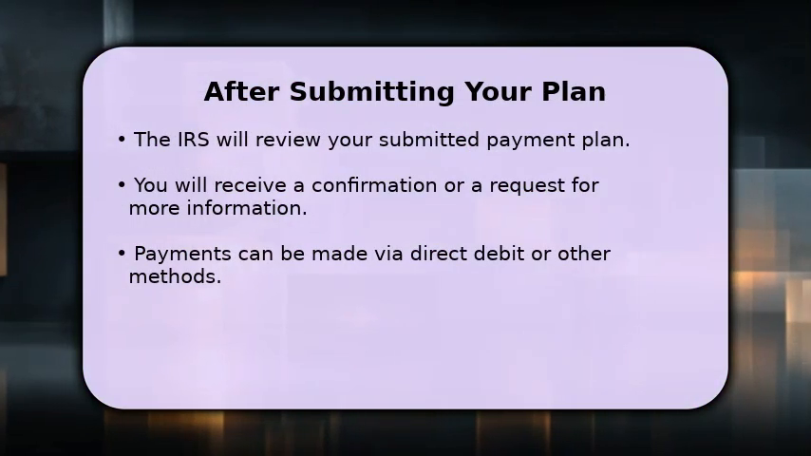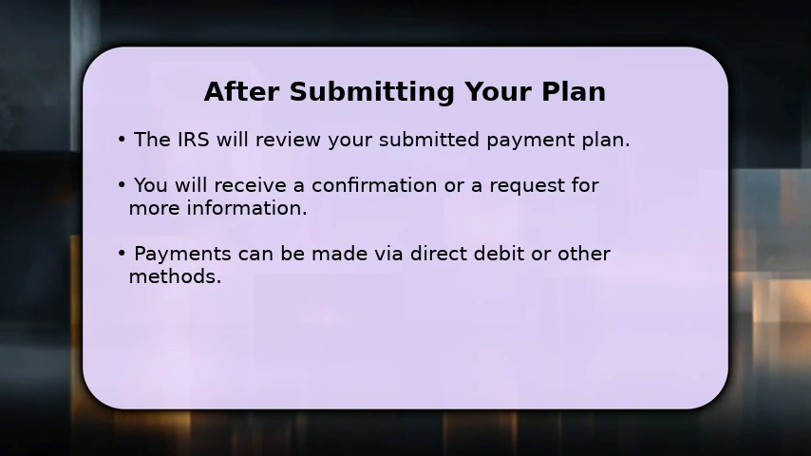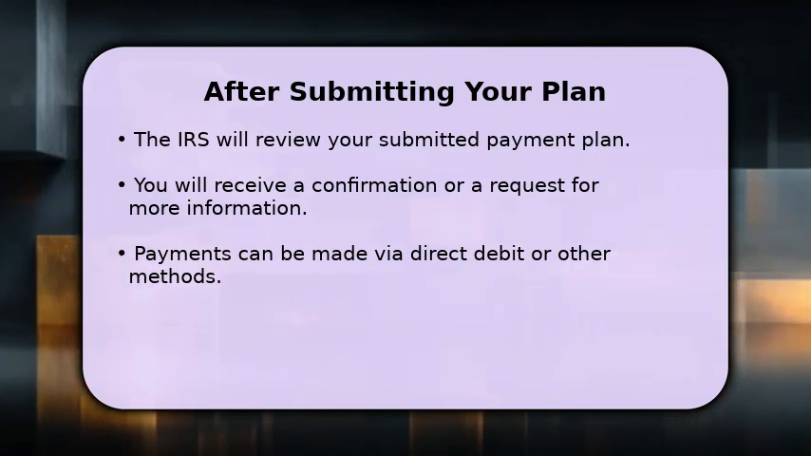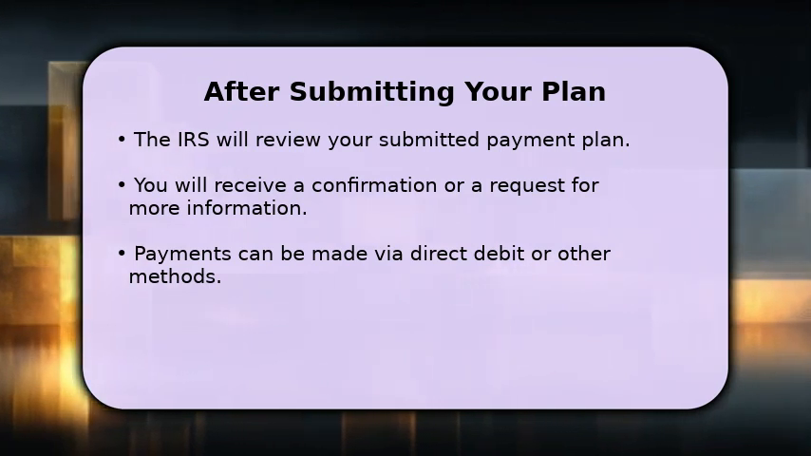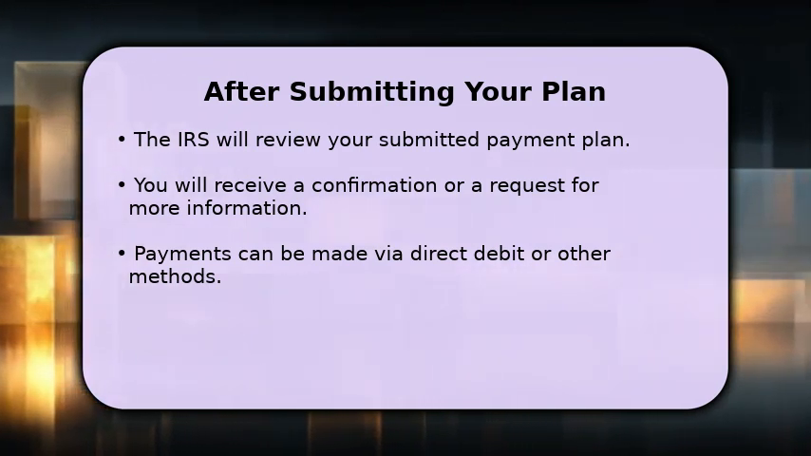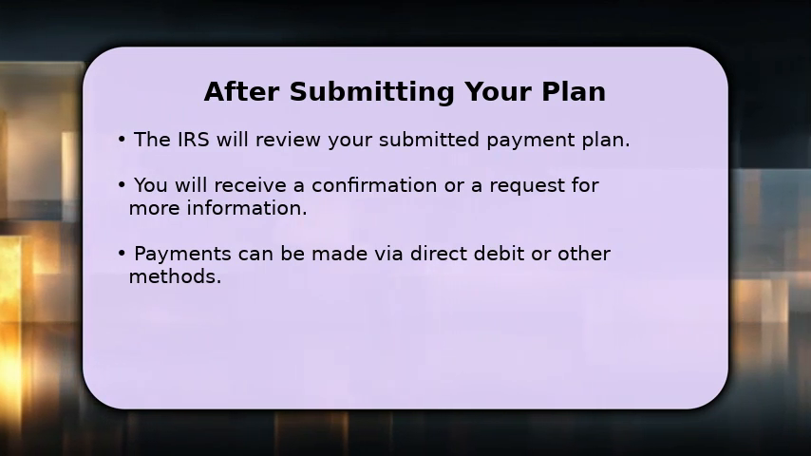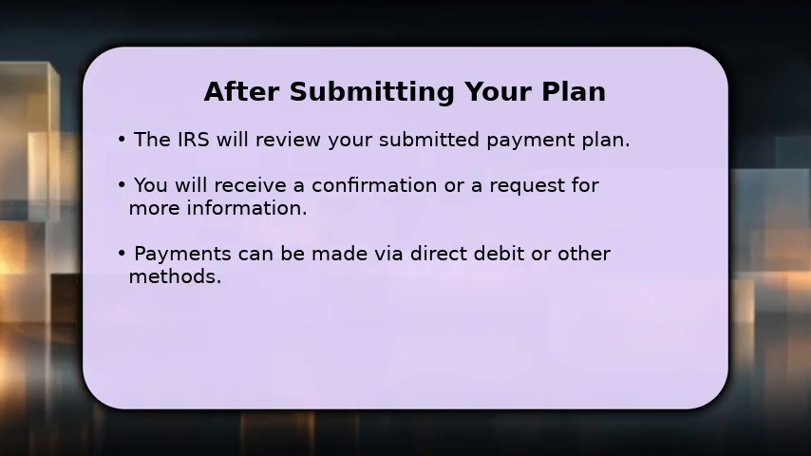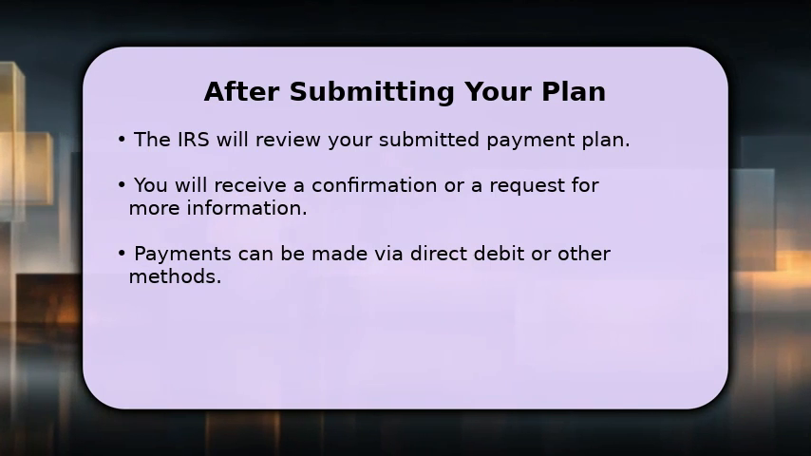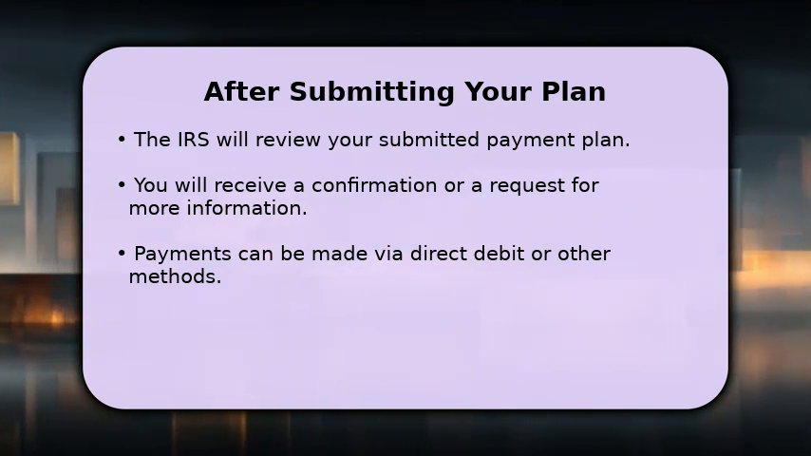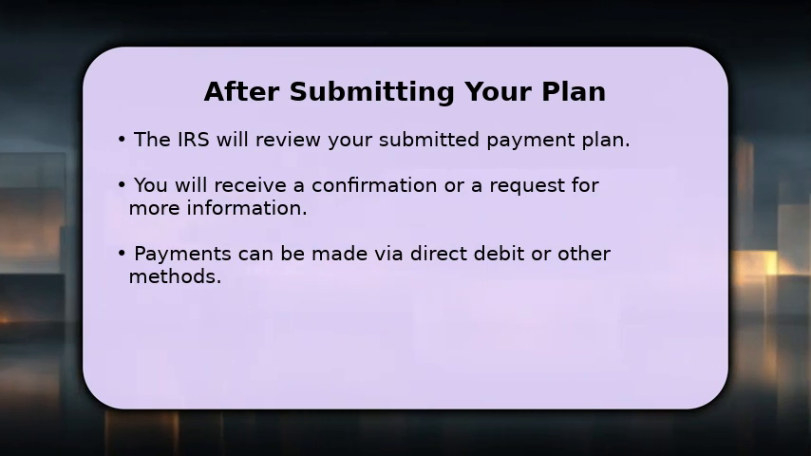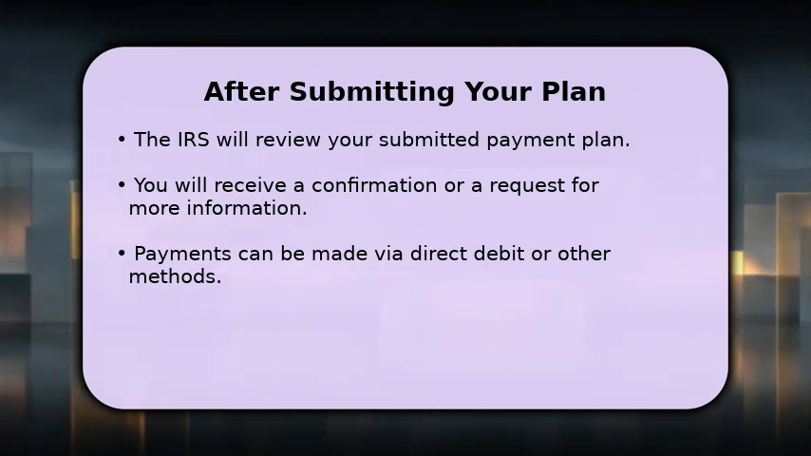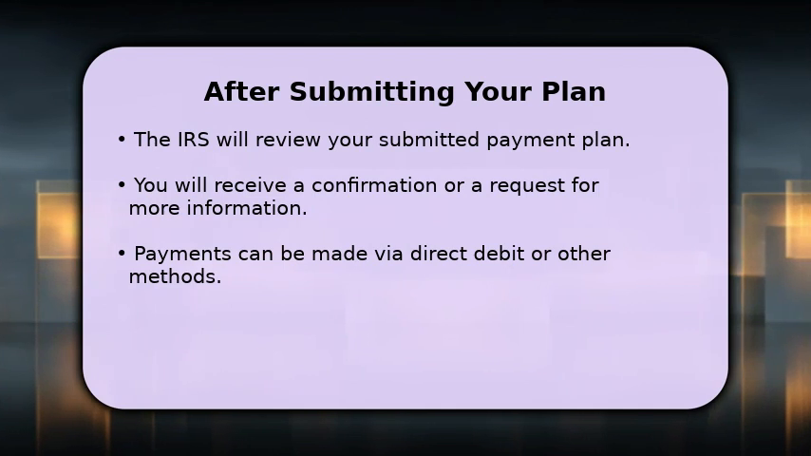After submitting your online payment plan, the IRS will review your application. You will typically receive a confirmation of your agreement or, in some cases, a request for additional information. Once approved, you can set up payments, often through direct debit from your bank account, for convenience. It is extremely important to adhere to the terms of your agreement to avoid defaulting, which could lead to further penalties and collection actions.